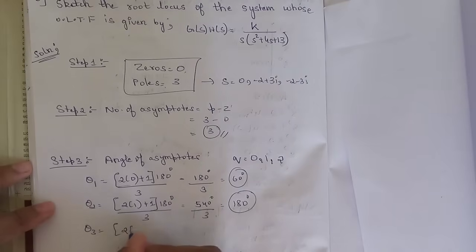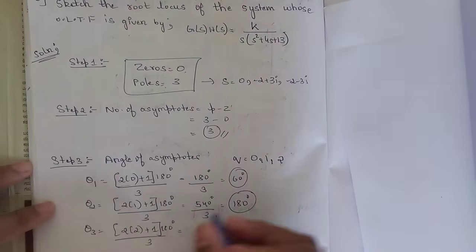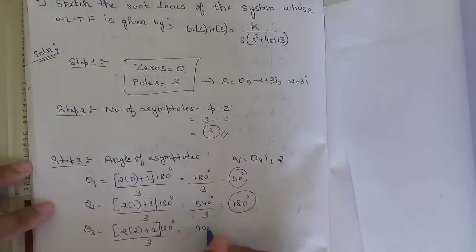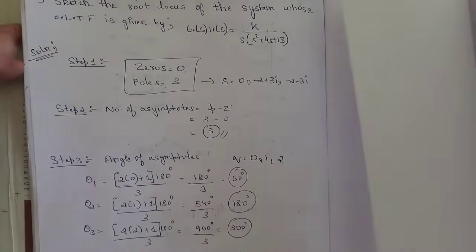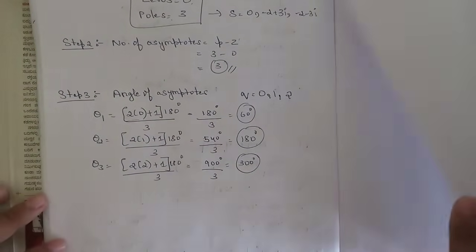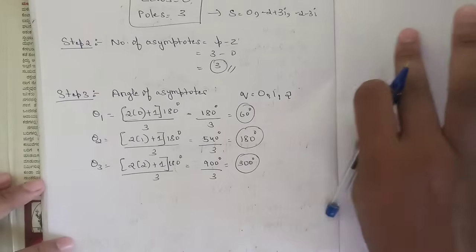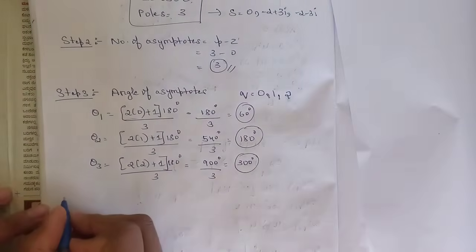Theta 3 is equal to (2 into 2 plus 1, now the value of q is 2) into 180 degrees divided by 3. So 2 2s are 4, 4 plus 1 is 5, 180 into 5 is 900 degrees divided by 3, so 900 by 3 is 300 degrees. Okay, so these are the 3 angles of asymptotes we have found. Now the next step is calculating the centroid.